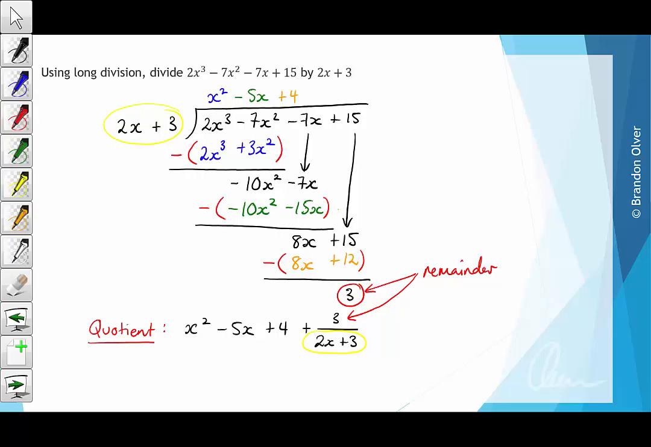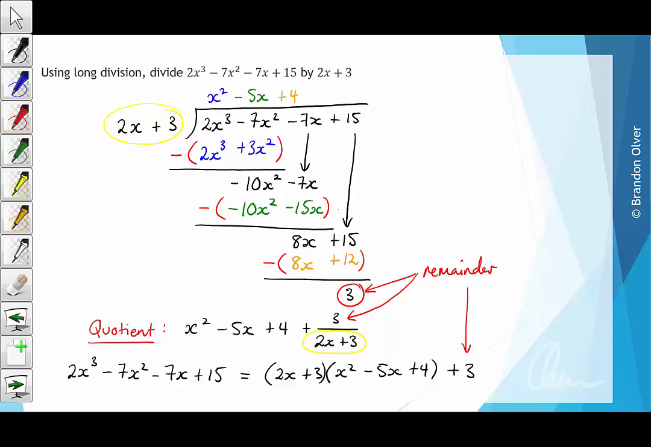So finally, just to make it clear, we can in fact write 2x cubed minus 7x squared minus 7x plus 15 as being equal to 2x plus 3 multiplied by x squared minus 5x plus 4 plus 3, where again this term is the remainder that's been added on at the end.